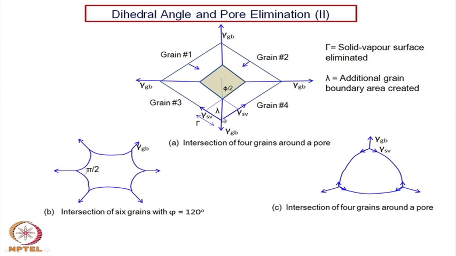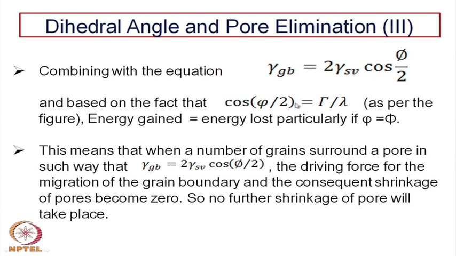these are distances, not the angles or energy terms; these are basically geometric terms. This is the lambda and this is gamma, gamma is this one. So, from this, this is phi by 2. So, from that, this is also phi by 2, and so cos phi by 2 is actually gamma by lambda as per the figure.